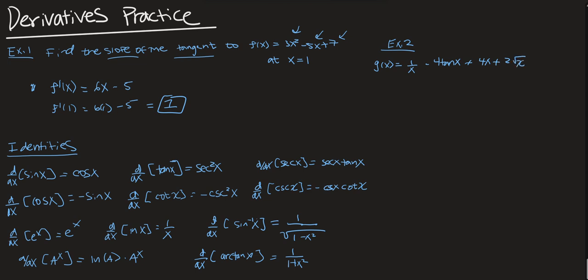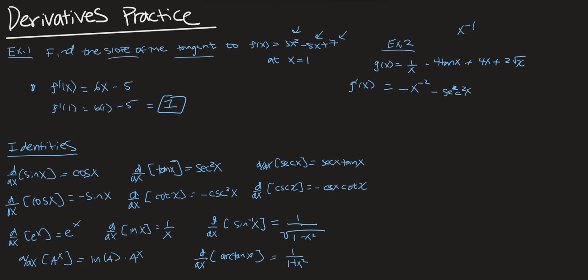Okay, so if we want to take the derivative of 1 over x, we're going to need to bring the exponent to the top and then use the power rule, so it's going to be minus x to the negative 2. Then now we run into one of our identity problems, so we have the derivative of 4 tangent x. The 4 doesn't affect anything, but we know that the derivative of tangent is secant squared x. Oops. Secant squared x.